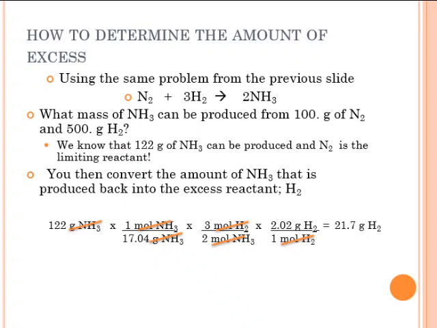Now, it is asking us how much hydrogen is left then. Well, we started with 500 grams, and we're going to use up 21.7 grams.